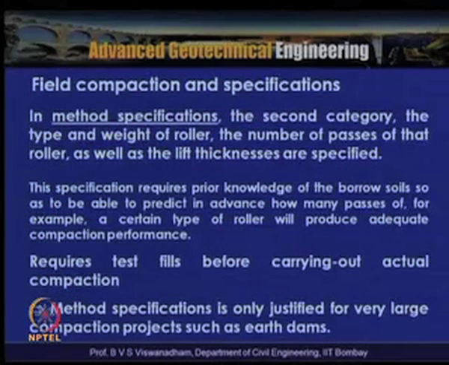In the method specifications, which we indicated earlier as the second category, the type and weight of the roller, the number of passes of that roller, and the lift thicknesses are specified. This specification requires prior knowledge of the borrow soils, so as to predict in advance how many passes of a certain type of roller will produce adequate compaction performance. So this requires test fills before carrying out actual compaction. Method specifications are only justified for very large compaction projects such as earthen dams.